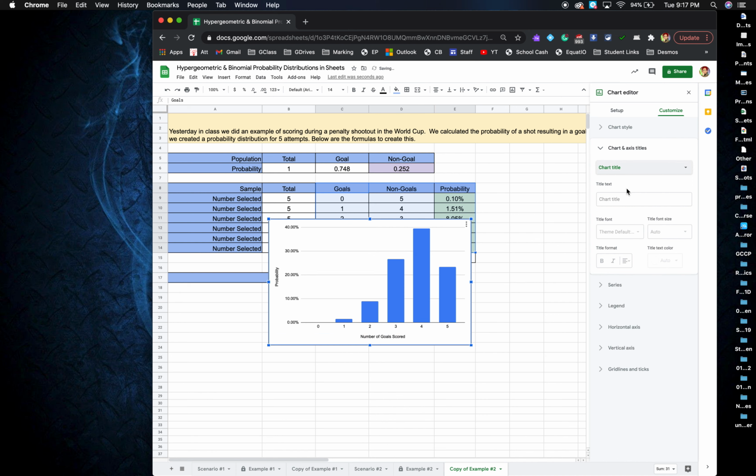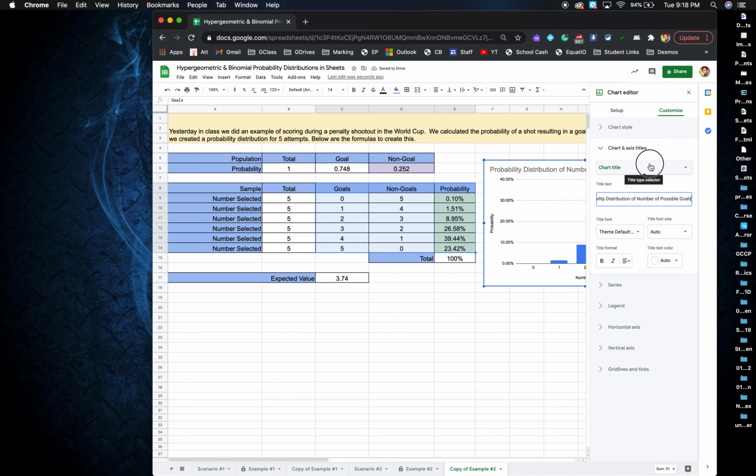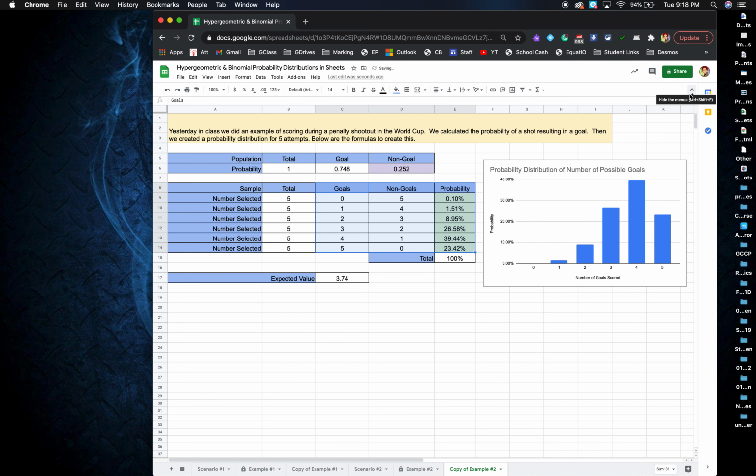And I need a title. Probability, oh, forgot my space, distribution of number of possible goals. There we go. We're just going to move that over to the side so that we can see all our stuff. Close that piece down.